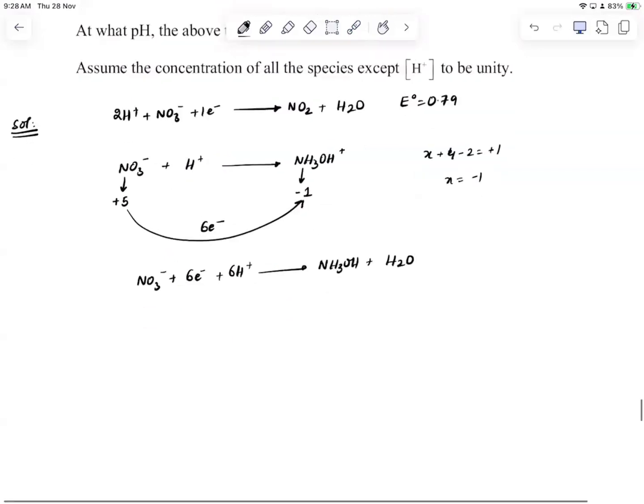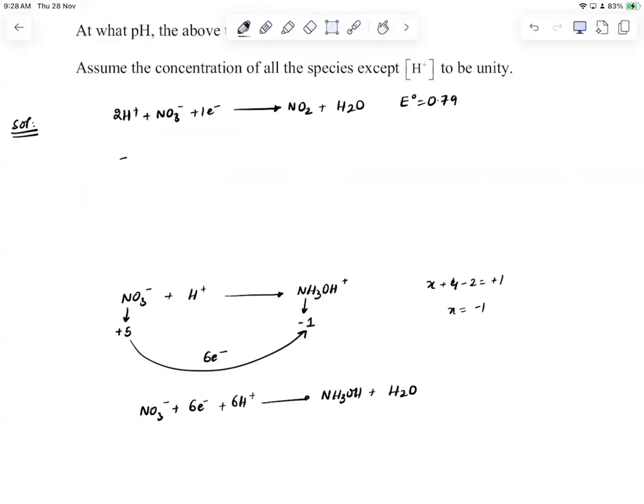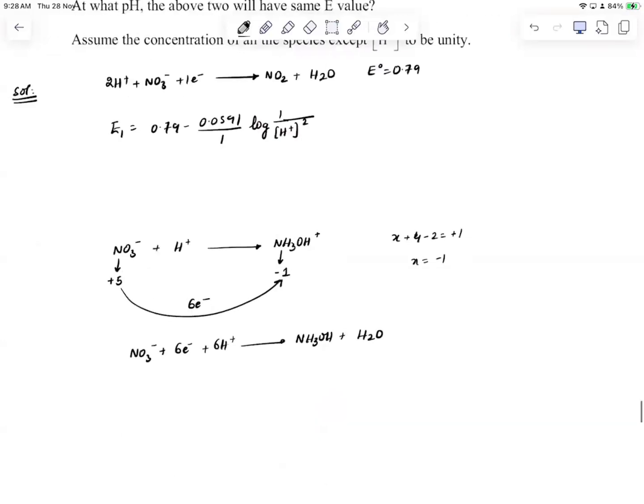So now, what will be in the first case? In the first case, I can write the E1 value as 0.79 minus 0.0591 divided by n, n is 1, log of 1 by H plus squared concentration. This is from the first equation, which I can write as 0.79 minus 0.06, and that minus, if I take it inside, will become 2 times minus log of H plus, and minus log of H plus is pH. So this will be the first equation.